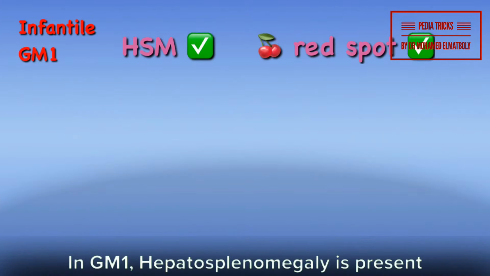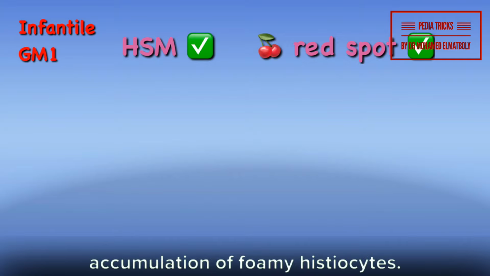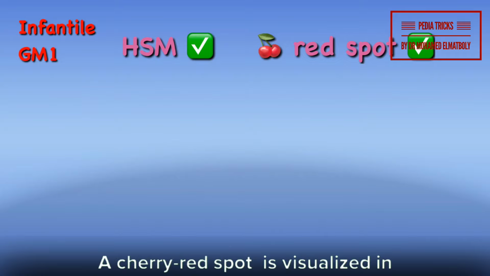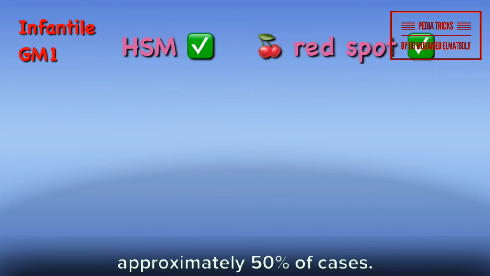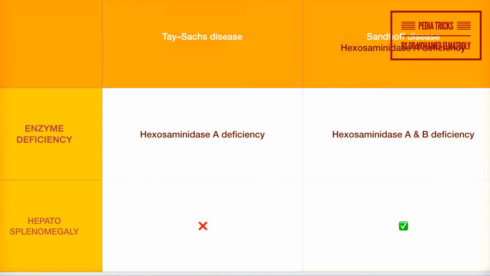In GM1, hepatosplenomegaly is present early in the course as a result of accumulation of foamy histiocytes. A cherry red spot is visualized in approximately 50% of cases. In case of GM2, see this table and you will know.